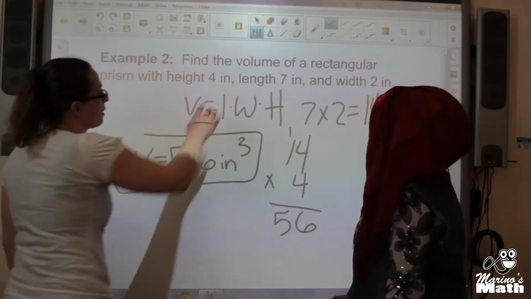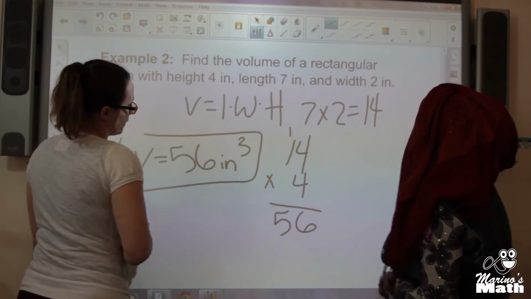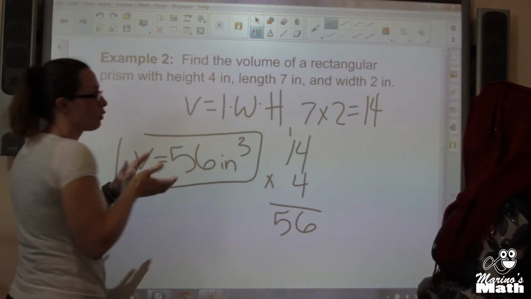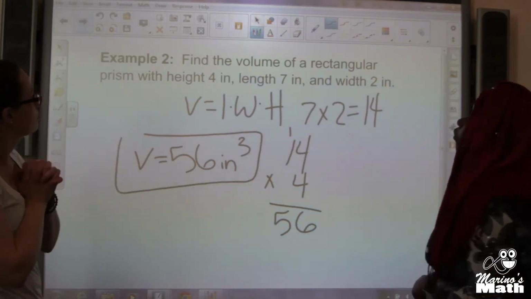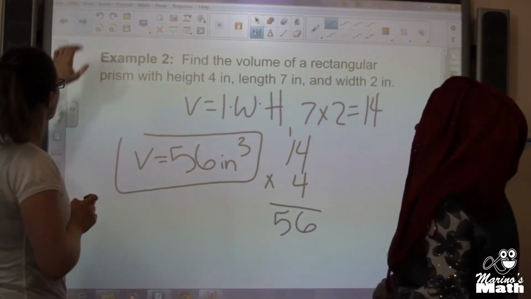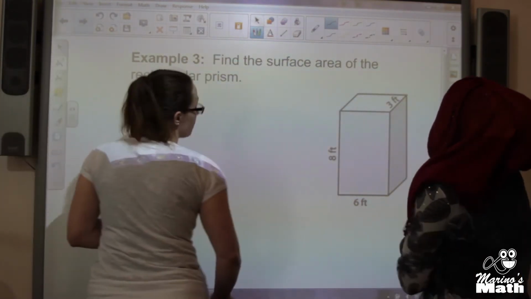So every time you're looking at the word volume, you're looking at cubed, because you're multiplying 3 separate things together. So you're looking at a 3-dimensional shape. And volume seems pretty easy. Just multiply together. Let's take a look at surface area. This one is a little bit more complex.